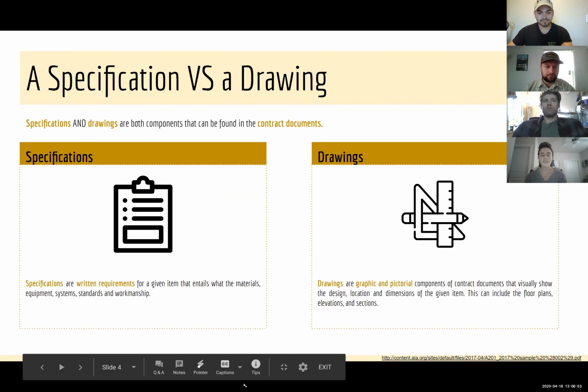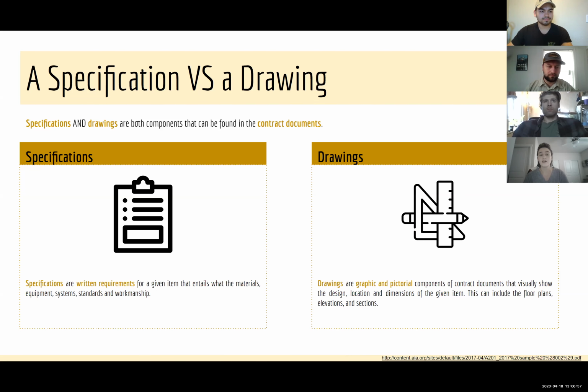So a specification versus a drawing. Specifications and drawings are both found in the contract documents. However, specifications are written requirements for a given item that entails what the materials, equipment, systems, standards, and workmanship are. And drawings are graphic pictorial components of contract documents that visually show the design, location, and dimensions of the given item. This can include the floor plans, elevations, and sections.